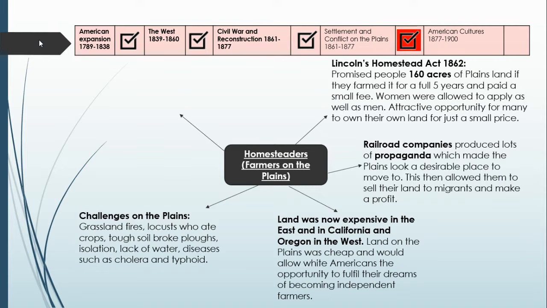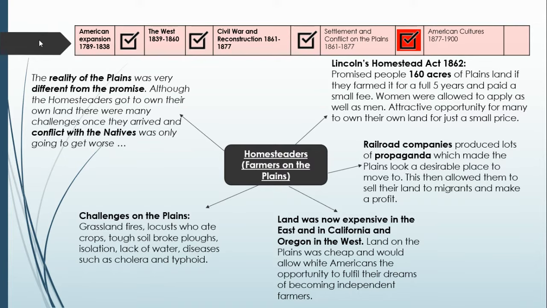There was isolation. It was a very vast place. The nearest homesteader could be miles and miles away, so people felt very isolated, very cut off, very different from life in the East. There was a lack of water, and diseases such as cholera and typhoid were very common. So although the promise of a homestead looked very appealing, the reality was actually very different.